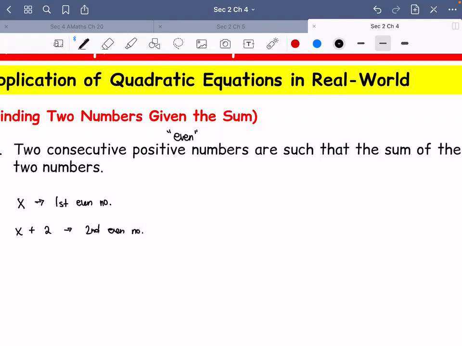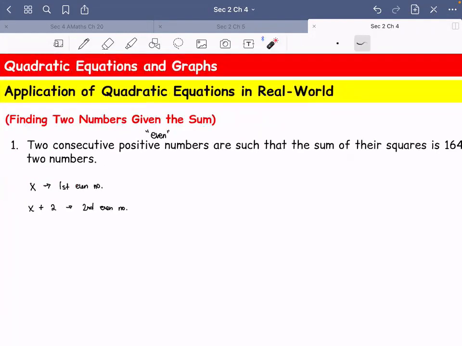Do you still remember this? We have discussed this last term. When it comes to even or odd numbers, if we're asked for consecutive even or odd numbers, we always start with X, any letter will do. And then the next number is always X plus 2, regardless if it's even or odd. If the third number is being asked, it becomes X plus 4, and then X plus 6, and so on and so forth. So that's the pattern for this type of questions.